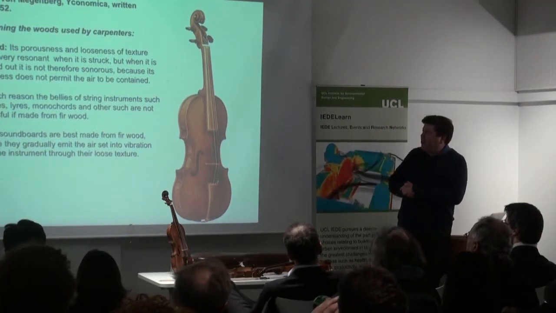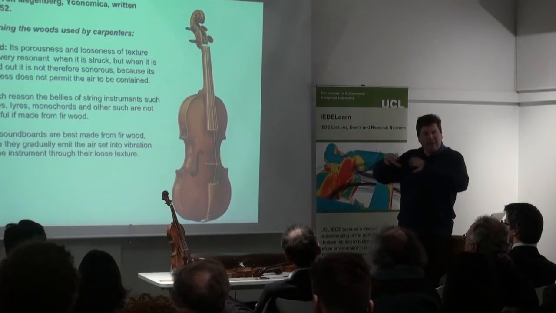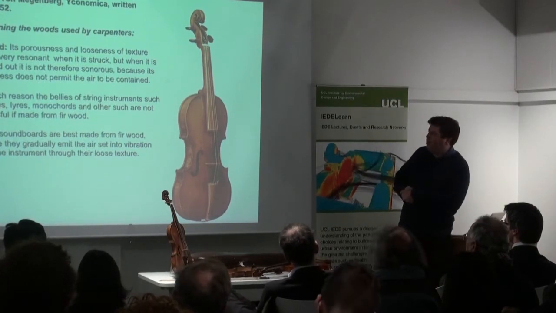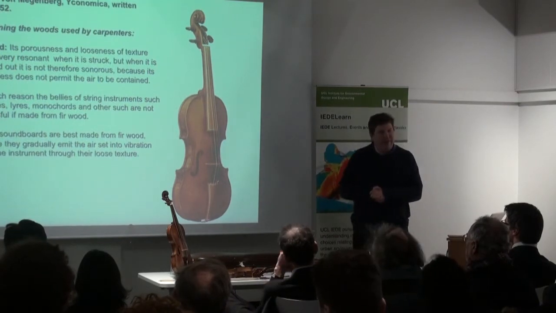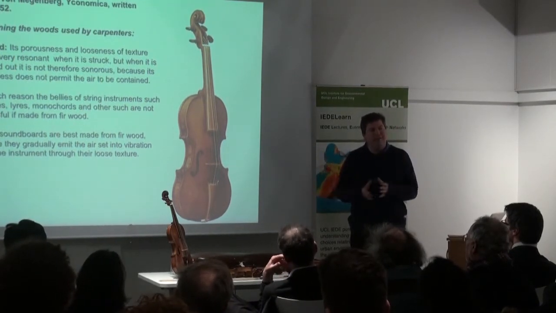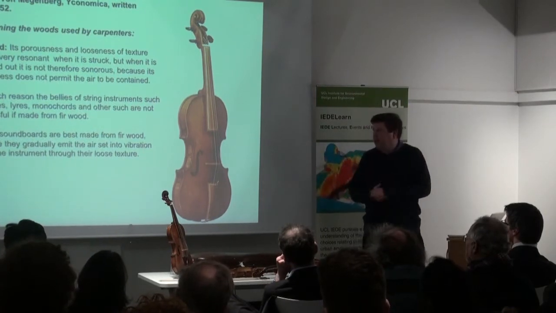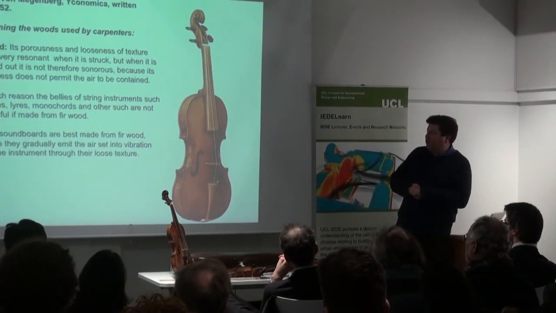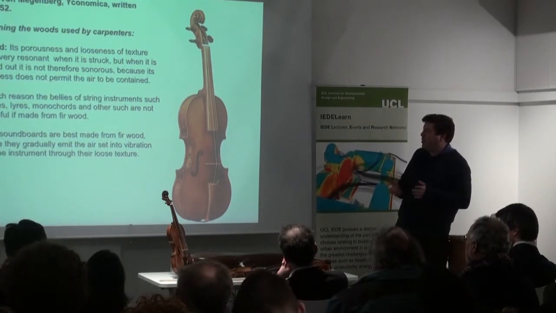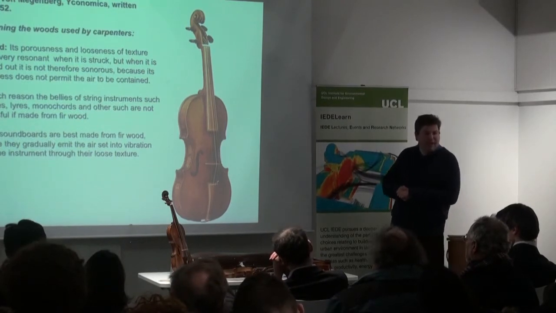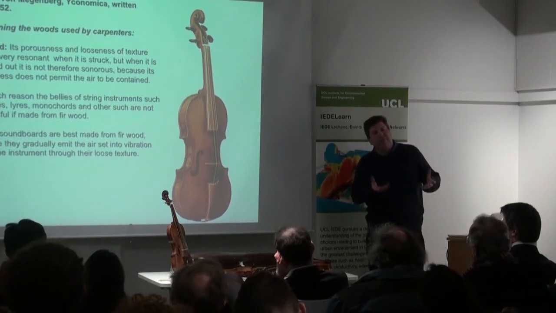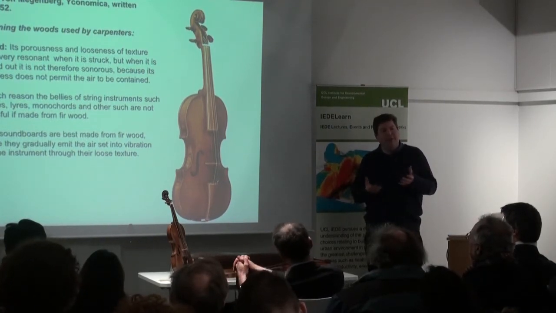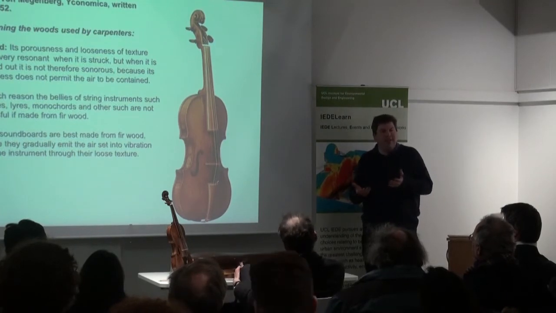For which reason the bellies of string instruments, when they say belly they mean the whole body of the string instrument, such as fiddles, lyres, monochords and others such, are not successful if they're made from fir wood. So if you make the entire thing out of pine, it's not going to be successful. But the soundboards are best made from fir wood because they gradually admit the air into vibration with the instrument through their loose texture. So he's saying that whatever sound is built up within the instrument can go through that porous sponge and won't really be affected by it, and that's why you get good sound.